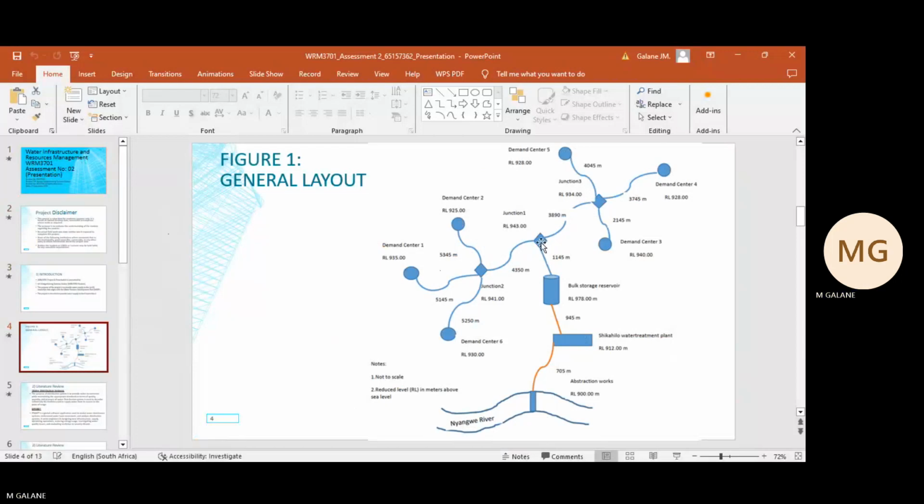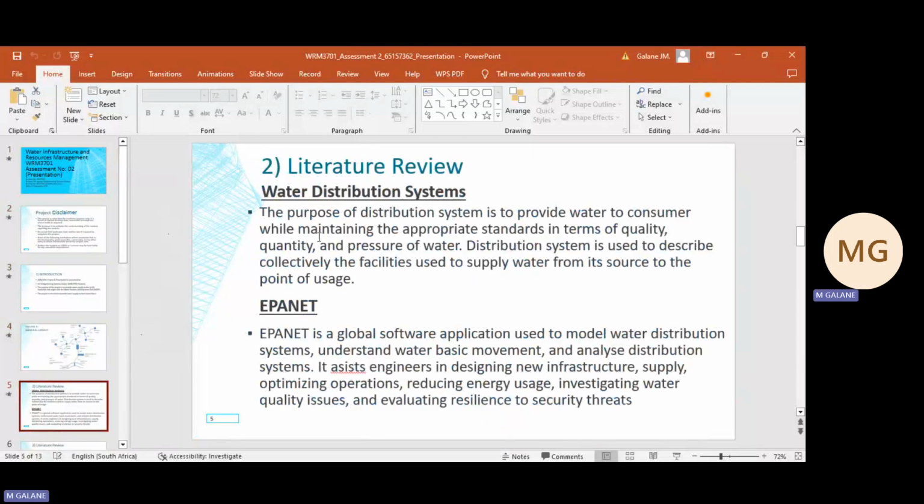And then from junction number 1 as well it goes to the right side to junction number 3, and from junction number 3 to different demand centers, which represent townships. Next slide.